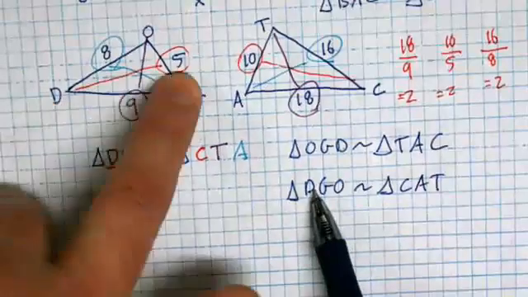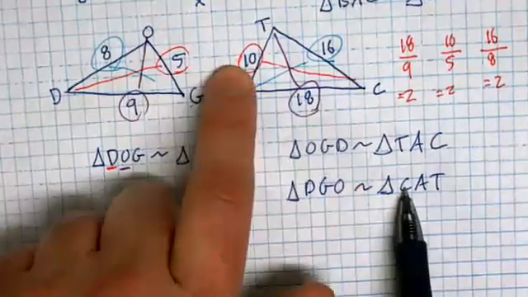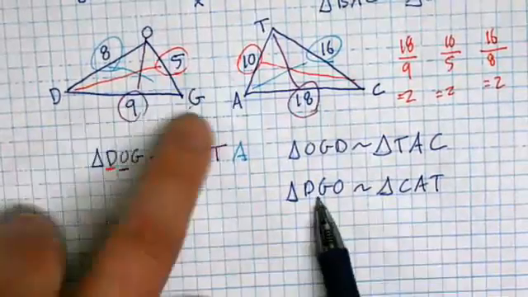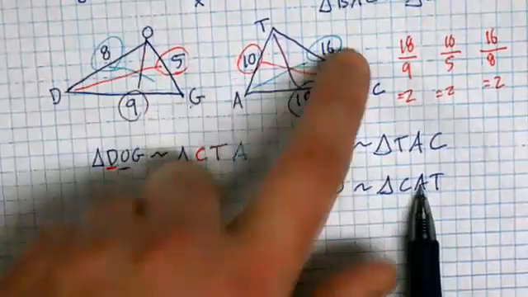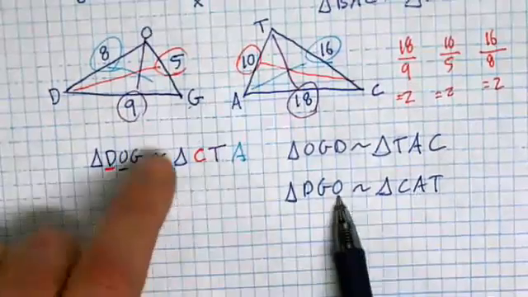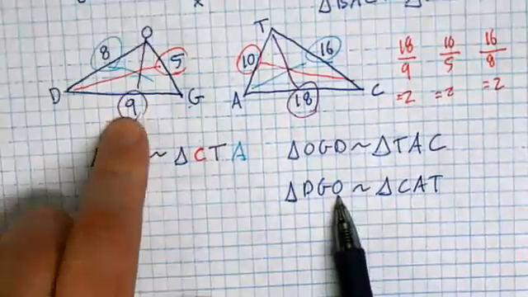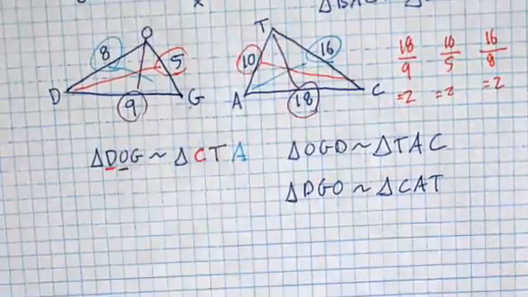D is across from the smallest. C is also across from the smallest. G is across from the medium. A is also across from the medium. O is across from the biggest. T is also across from the biggest. We're good.